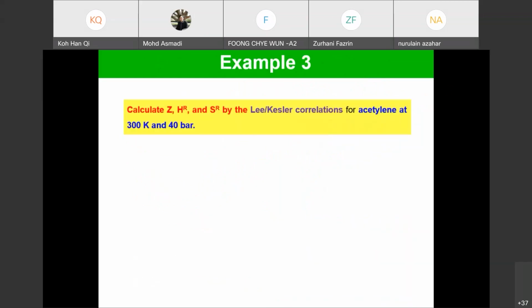Okay, let's see the example. This one is if you have to use the Lee-Kessler.